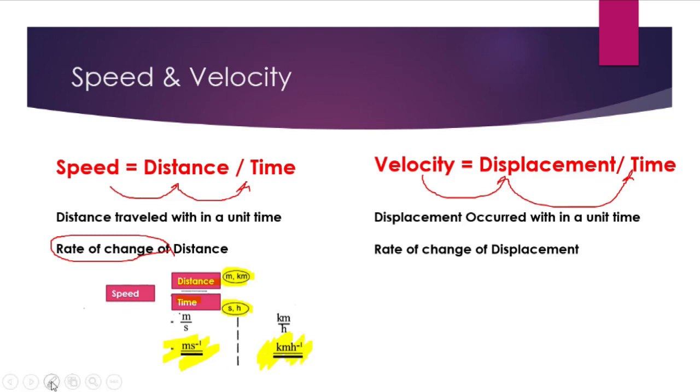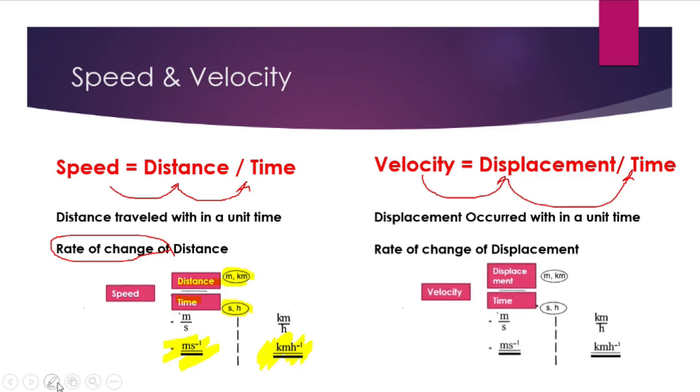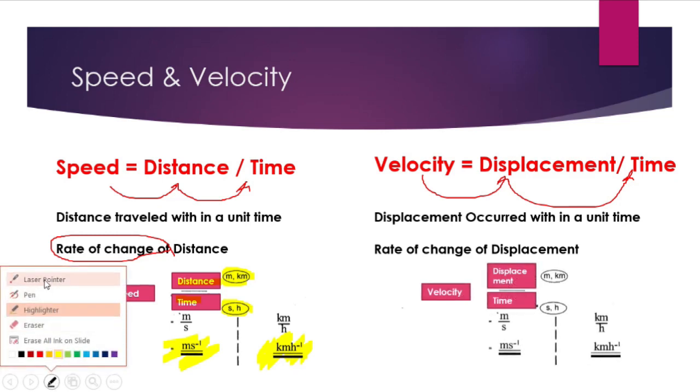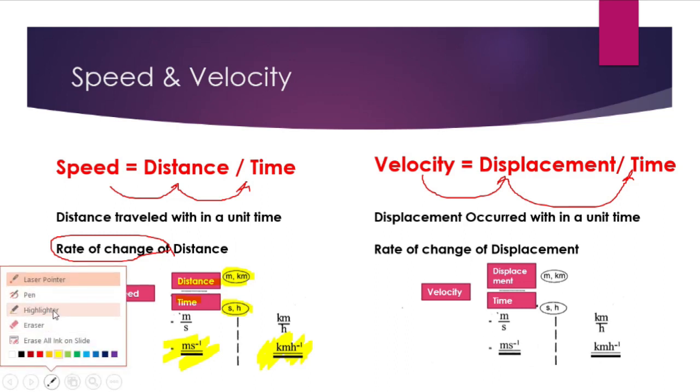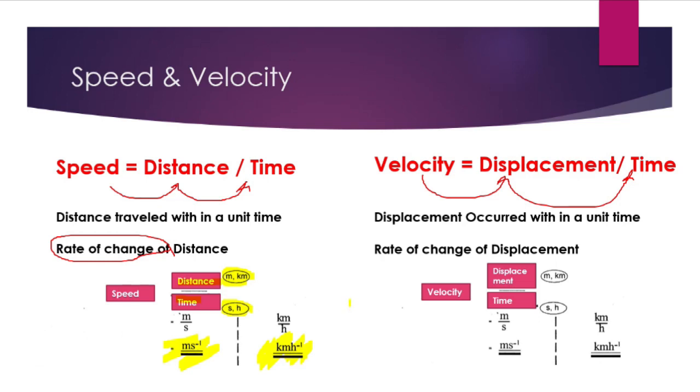In that way, again we can construct two units to measure the velocity also. It is the same as the speed, so I am not going to describe it. From this, you can understand that the units of measuring speed and velocity are the same: meters per second and kilometers per hour. The international standard unit of measuring speed and velocity is meters per second. Here distance is a scalar quantity.